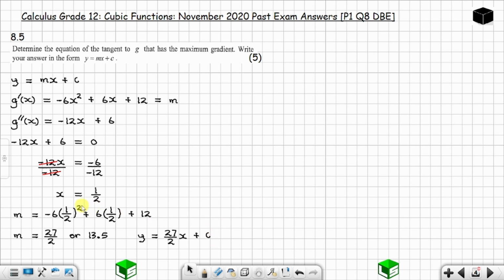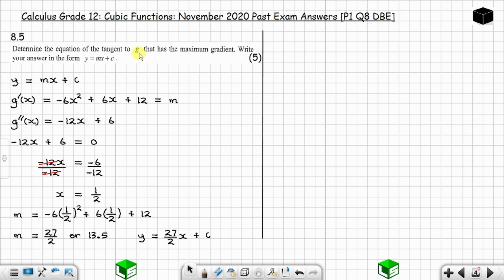Okay, you can use this. You have the x coordinate, right? You can find your y coordinate. So you have to take this and plug it into the original equation, the equation of g, and you are going to get the y coordinate. And when you have it, now you can solve for c. Okay, let's do that. So let me make a line here and let me carry over here.